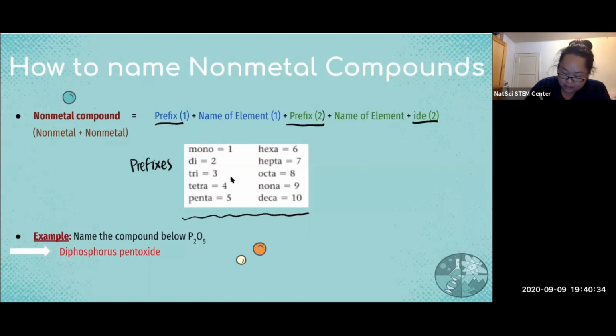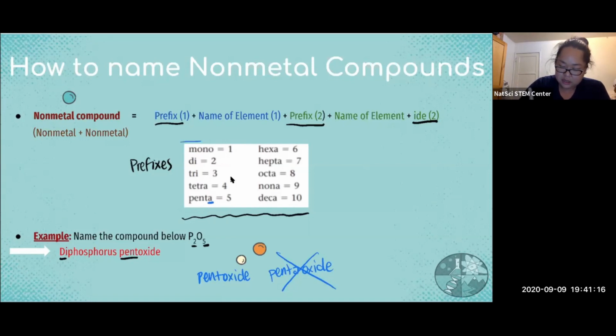So an example would be diphosphorus pentoxide. The di comes from this 2. The pent comes from the 5. If you notice, you do drop the A here, but that's because it's next to an O. So that's why you have pentoxide. You would also do that for like hept and octa, right? So heptoxide. You wouldn't say pentaoxide. So we'll go on to the next one.